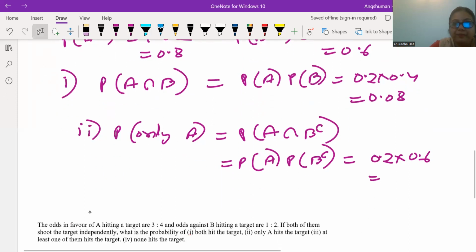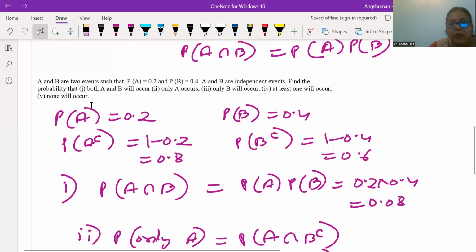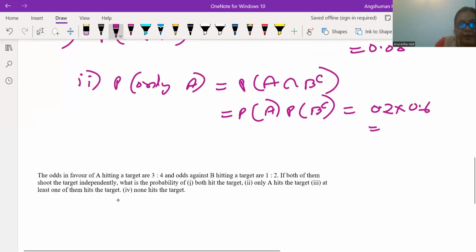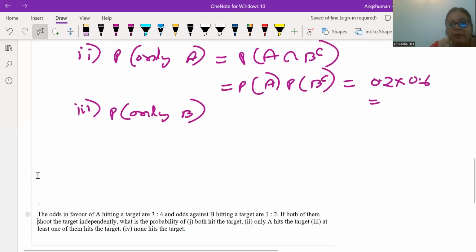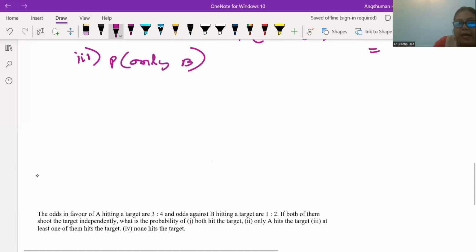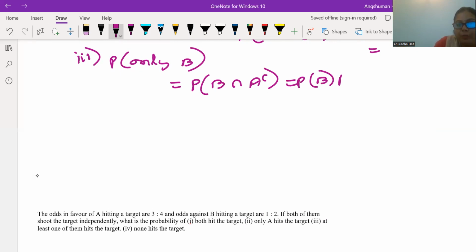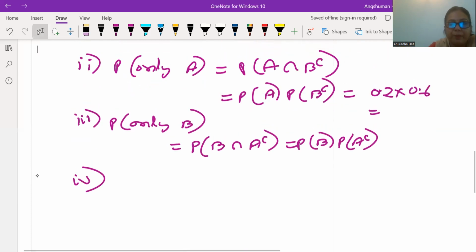Next question, after only A, is only B. Similarly, only B we will get. So let me write here: only B. What is the meaning of only B? Just as we have done only A, similarly only B means that B will occur and A does not. So can I write B intersection A complement? So what is it? Probability of B into probability of A complement. Both the values are given. You can put them there and get the answer: probability of B and probability of A complement.